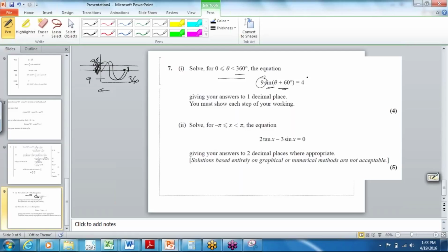The objective is to just get the sine on its own. So what we will do is take that times 9 across to the other side, divide by 9. Treat this like an angle. Now this angle here, sine of that angle equals 4 over 9. Therefore that angle, which is in a bracket, is going to equal the inverse sine of 4 over 9.